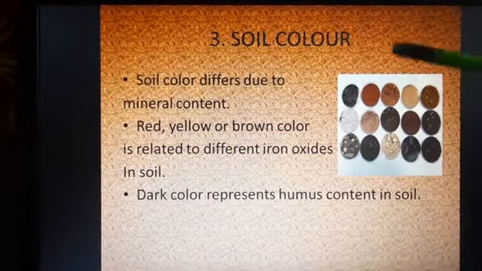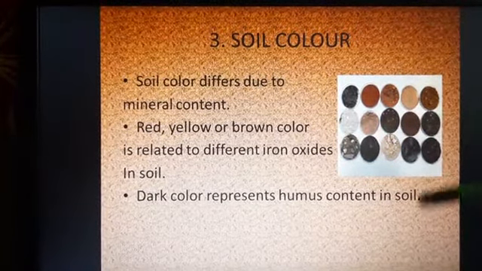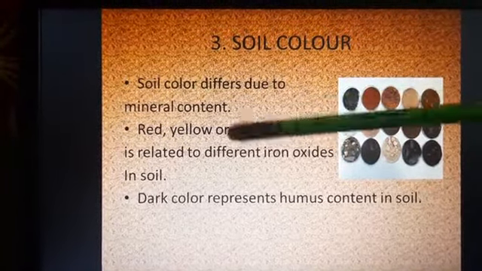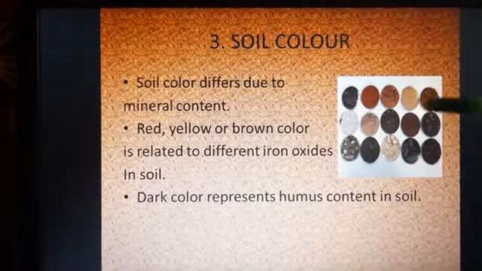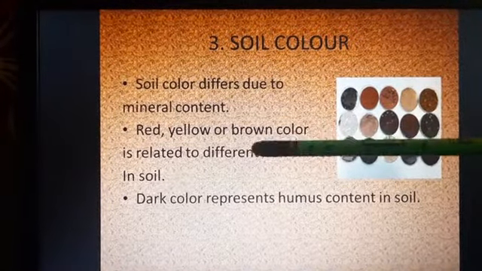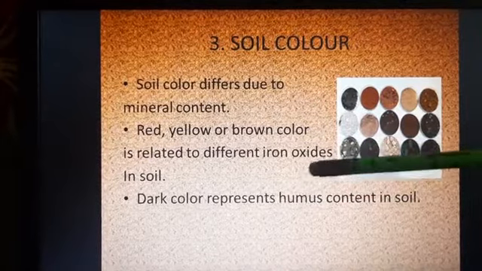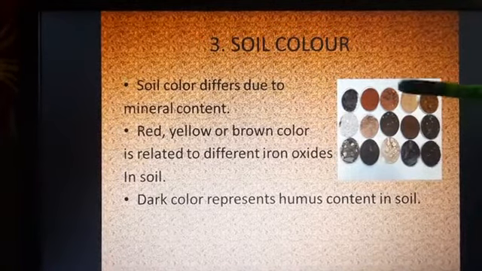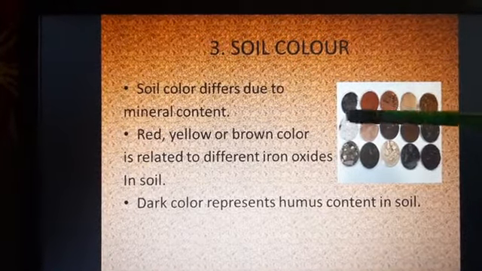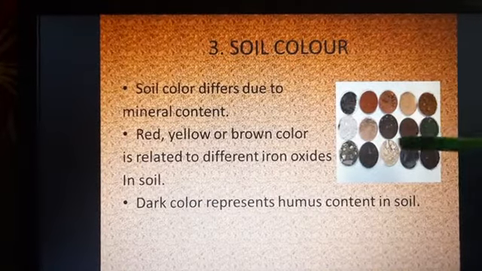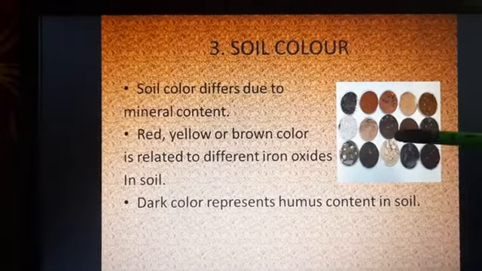You must have seen the different kinds of soil with different colors. The color of the soil differs due to the mineral content present in it. Red, yellow or brown color is related to different kinds of iron oxides present in the soil, like these ones. Red, yellow or somewhat wine. These must be containing different types of iron oxides.